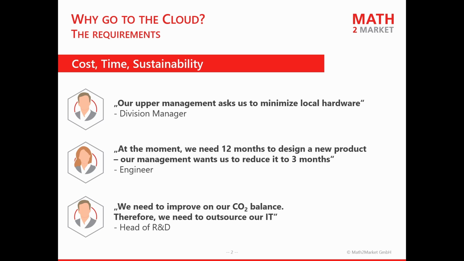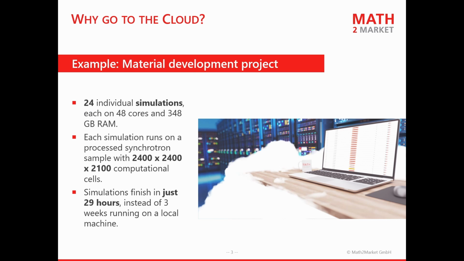Another head of R&D said that they need to improve their CO2 balance and therefore they need to outsource their IT infrastructure. Let's look at the following figures as an example of how the cloud can speed up a material development project. This was a project that we did with a customer. Unfortunately, I cannot share any details, but it required 24 individual simulations, each on 48 CPU cores and 348 GB of RAM. Each simulation ran on a processed synchrotron sample with 2400 by 2400 by 2100 voxels. And using the cloud, the simulations finished in just 29 hours instead of the 3 weeks that would have been necessary running sequentially on a local machine.